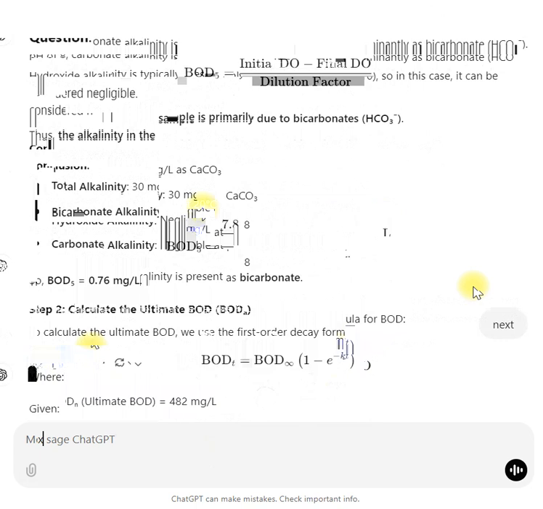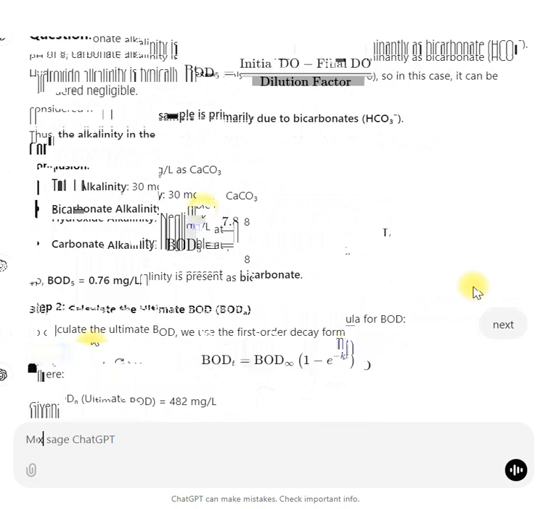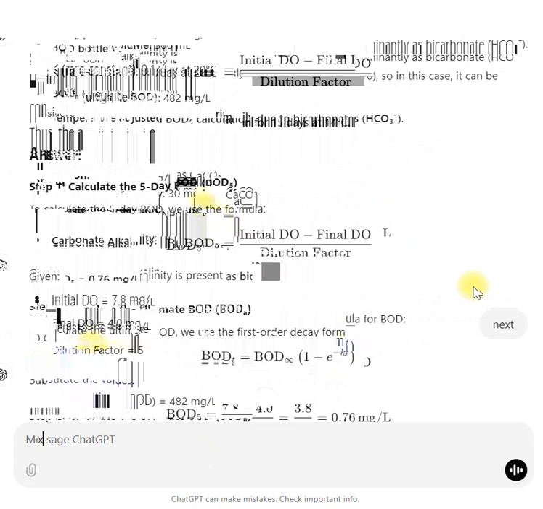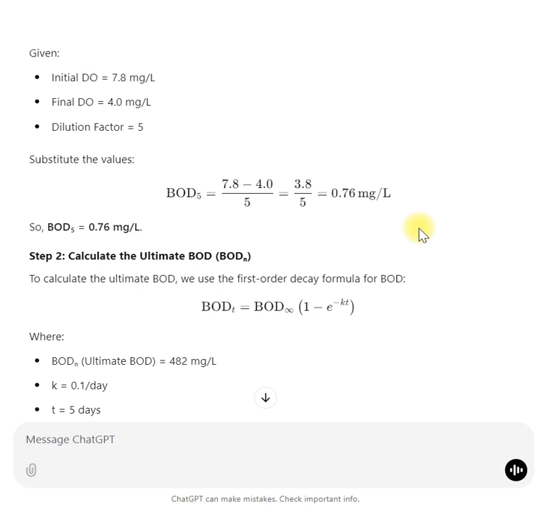Answer. Step 1: calculate the 5-day BOD. To calculate the 5-day BOD, we use the formula: BOD5 equals initial DO minus final DO, divided by the dilution factor. Given initial DO equals 7.8 milligrams per liter, final DO equals 4.0 milligrams per liter, dilution factor equals 5. Substitute the values: 7.8 minus 4.0, divided by 5, equals 3.8 divided by 5, which equals 0.76.